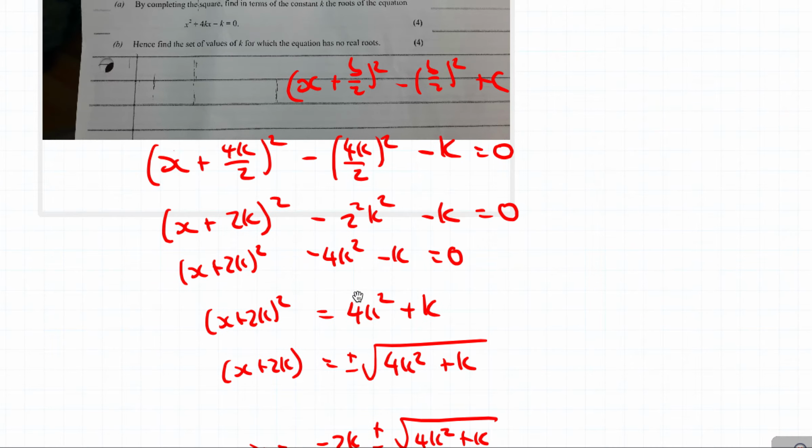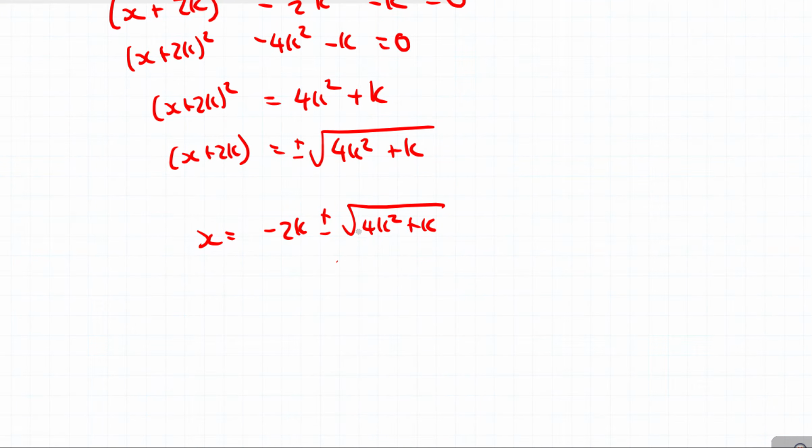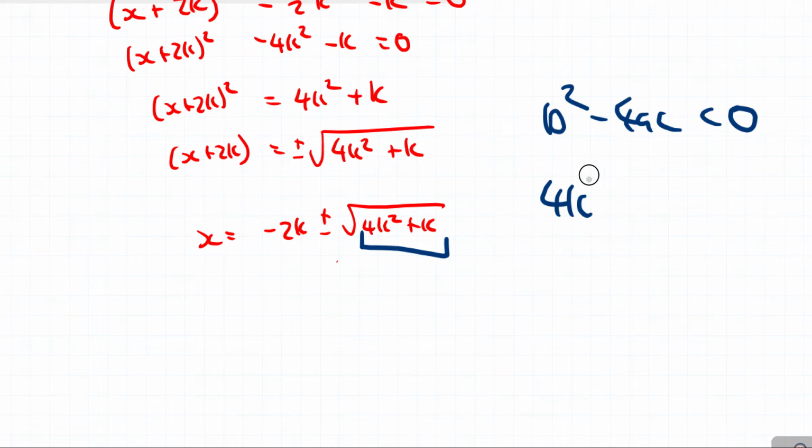And then part B, find the set of values for k for which the equation has no real roots. So for this one, we use the discriminant version. So remember that b squared minus 4ac is less than 0. The expression inside the square root here is essentially the same as the discriminant. So we're going to plug that in, so it's 4k squared plus k is less than 0, because we can't have a negative inside a square root, so that would mean that you'd have no solutions at all.